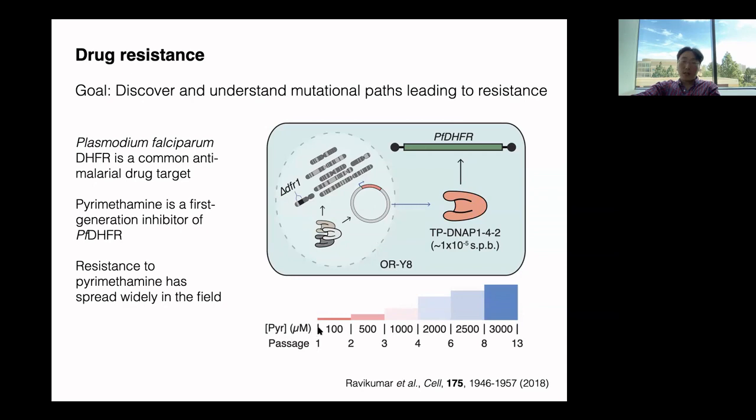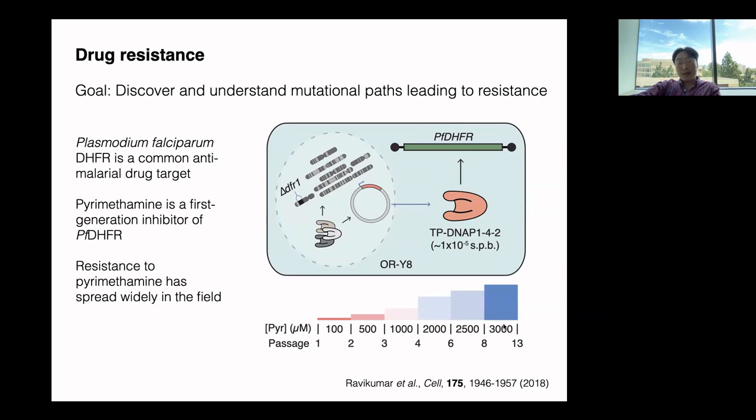And what we found was that over just a few passages, 13 passages to be exact, where we were increasing the pyrimethamine concentration, the cells were able to adapt very readily. And this is only true if you have this hypermutating version of DHFR. If we don't hypermutate DHFR, the cells are killed very easily and don't adapt beyond even the first passage.